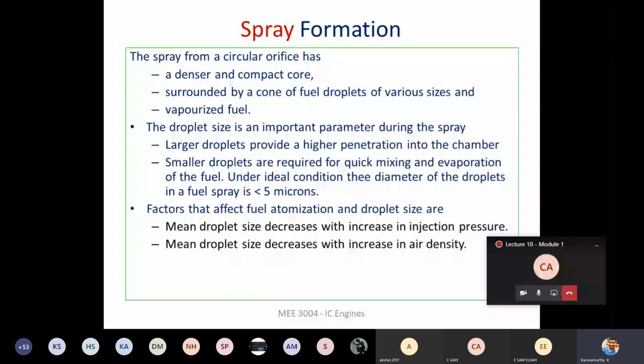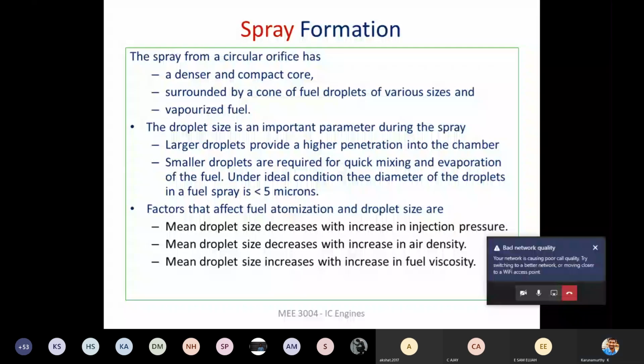And the droplet size increases if the fuel viscosity is high, because when it comes out, it is difficult to disintegrate the fuel into droplets. So the size of the fuel droplet will be bigger. The size of the droplet also depends upon the orifice size. The higher the orifice size, the more the droplet size is going to increase.